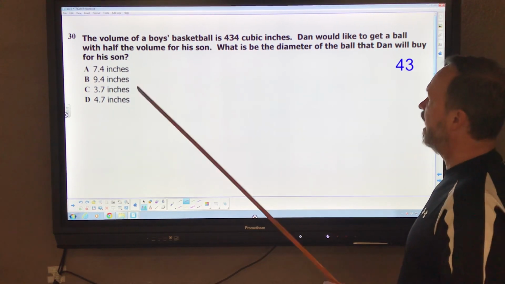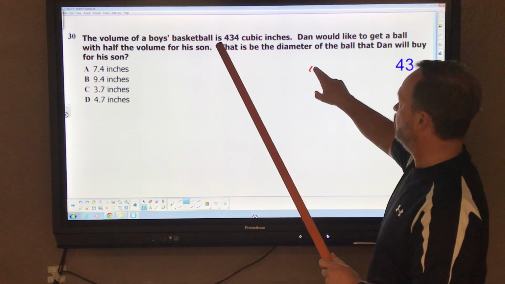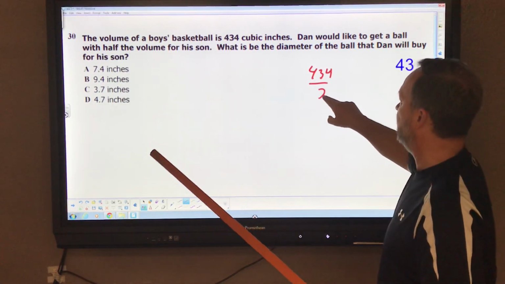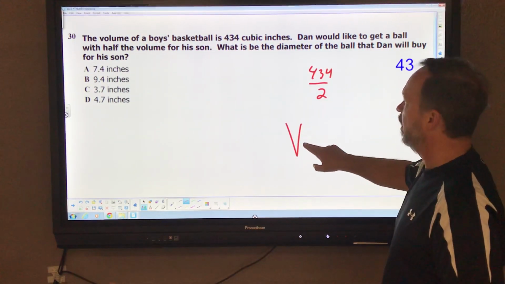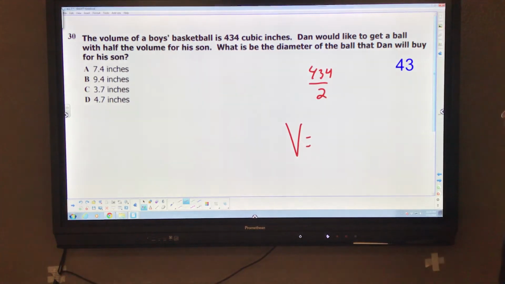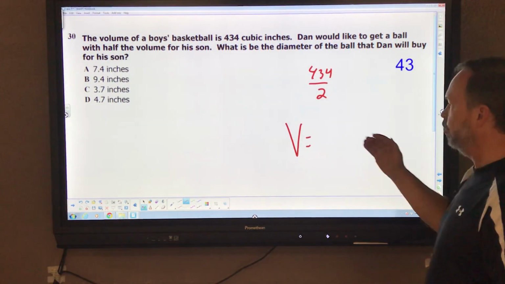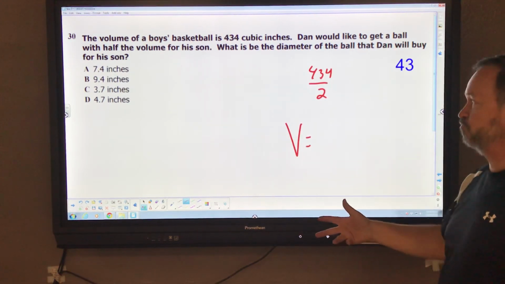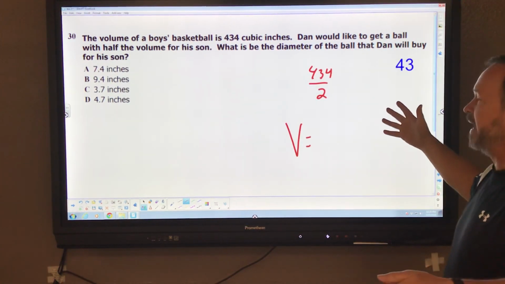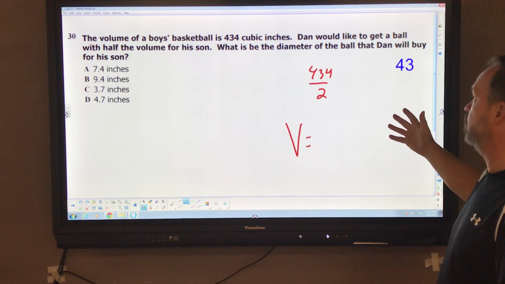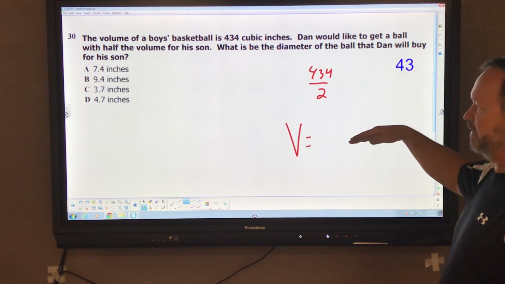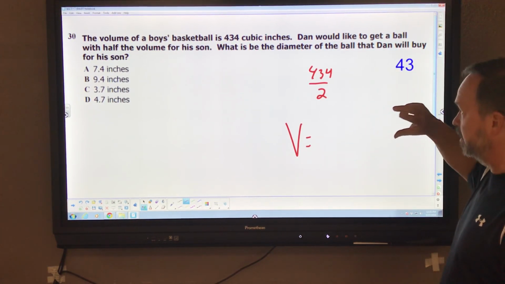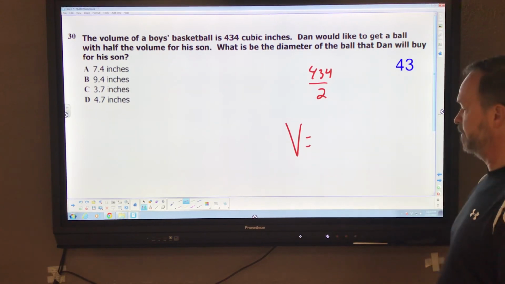If he wants it to have half the volume of this, then you're going to take the 434 and divide it by 2 and find out the volume of the ball that Dan wants for his kid. Then you take the formula for finding volume and work backwards. Work backwards and find out what the radius would be, because the formula is going to have r, and then double that for the diameter. That's it.